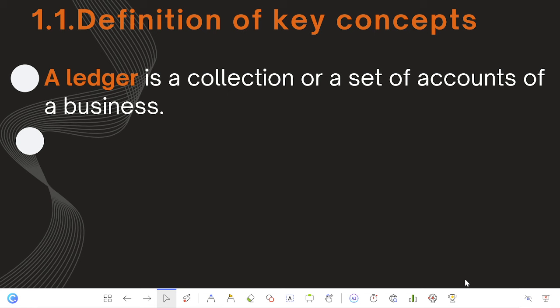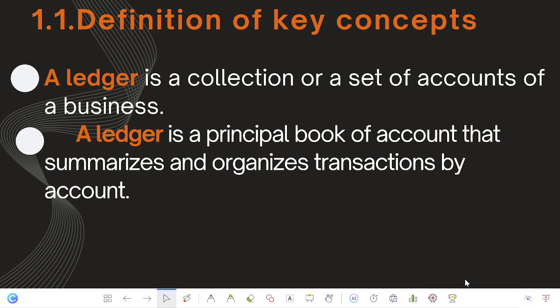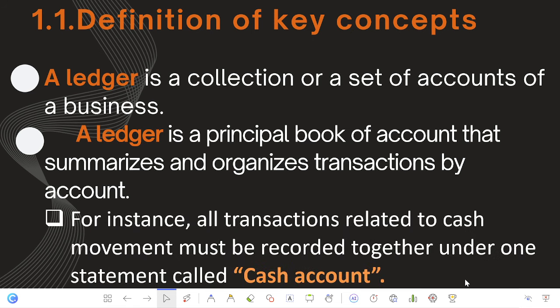Then we have the definition of key concepts. A ledger is defined as a collection or a set of accounts of a business, and it is also defined as a principal book of account that summarizes and organizes transactions by account. For instance, all transactions relating to cash movement will be recorded in the cash account.